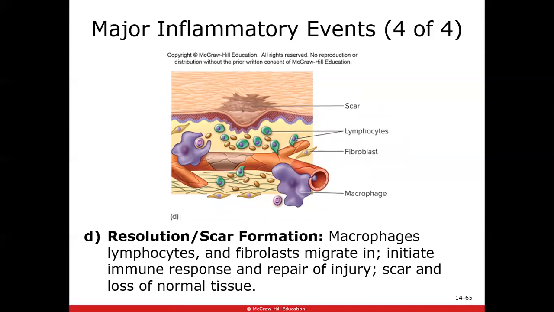Then you have resolution and scar formation. So you have macrophages, lymphocytes, and fibroblasts that migrate in, and they initiate the immune response and repair of injury. Then you have scar and loss of normal tissue. So it starts scarring up here, and your immune system is engulfing. You can see this cell engulfing this one. This one's coming after this one. And this blood vessel is getting repaired.